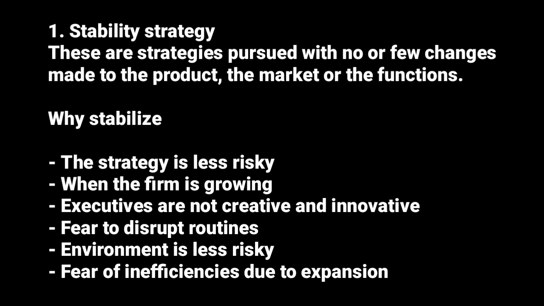First is that the strategy is less risky, because if you're serving the same thing over and over again to the same people, it is less risky. Then when the farm is growing, you need to be stable. You need to be consistent with what you're doing. If you always go to the market with different products, they will not know which one is which, and they will not trust you. So if the farm is just growing, you will need to have a stable product.